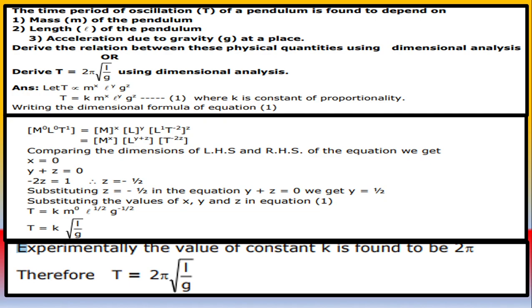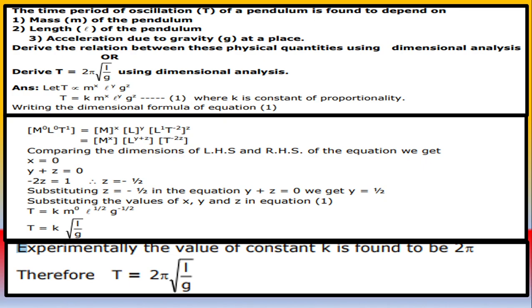Similarly, here t to the power of 1, and on the other side t to the power of minus 2z, so minus 2z is equal to 1. From that we get z equal to minus half. Substituting z equal to minus half in the y plus z equal to 0 equation, we get y equal to half, but x equal to 0.